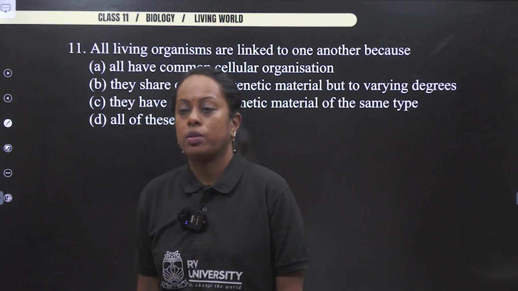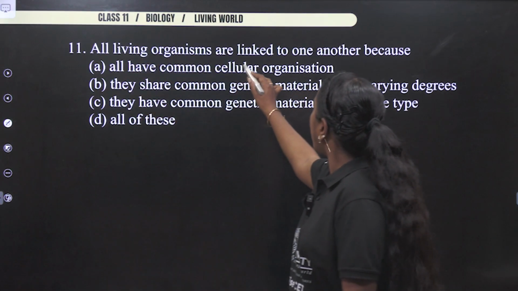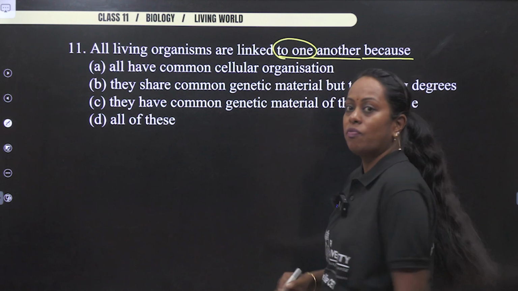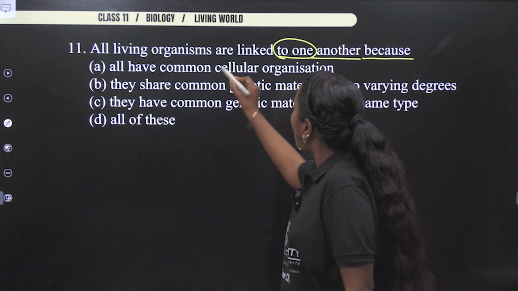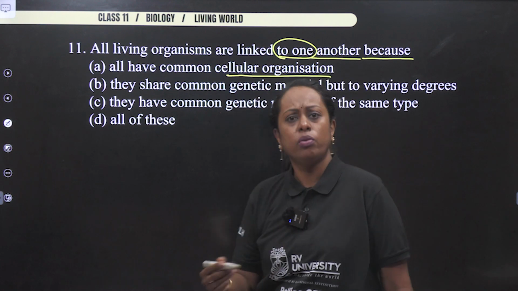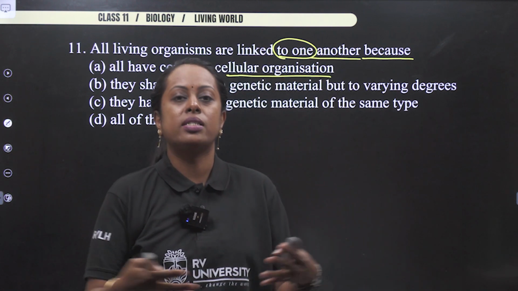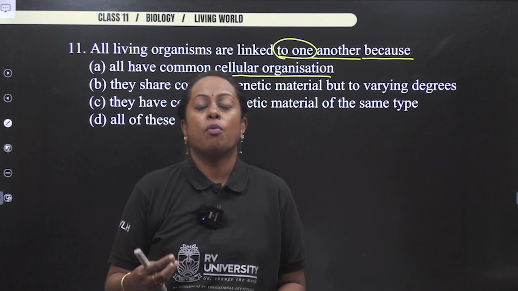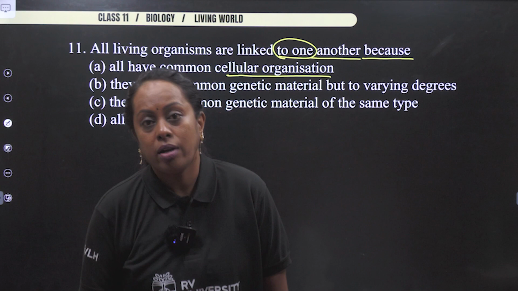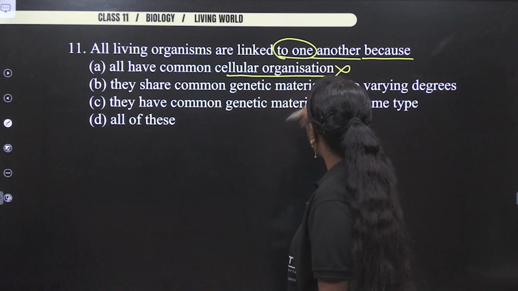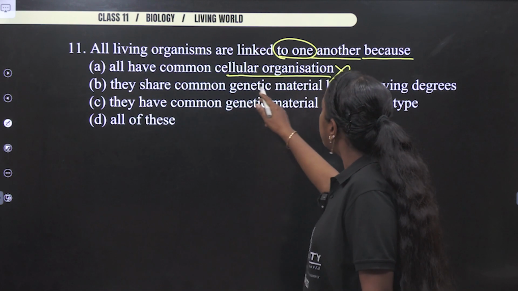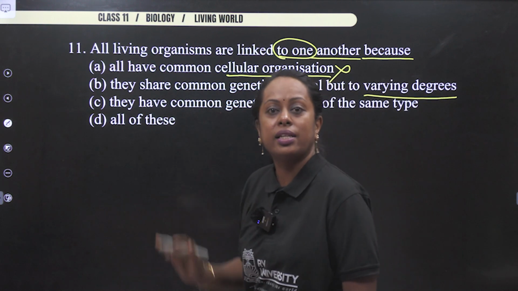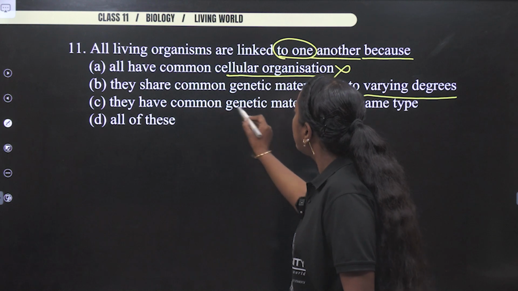Let's see the next question. All living organisms are linked to one another because, why are we linked? All of them have common cellular organization? No. Single celled, many cells working together means it is a tissue. Some of them have organ grade, some of them have organ system grade. So obviously this option is not going to be our answer. They share common genetic material but varying in certain degree. Let us see the other options too. They have common genetic material.